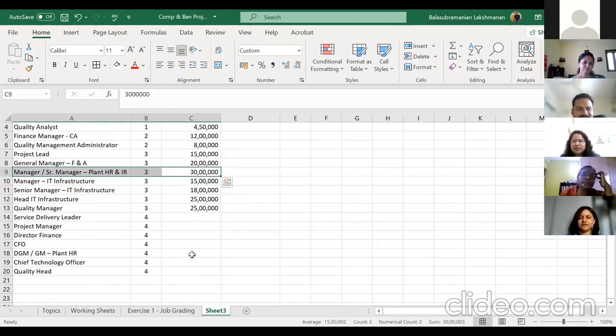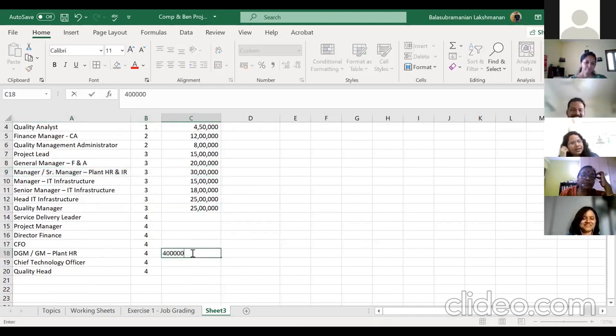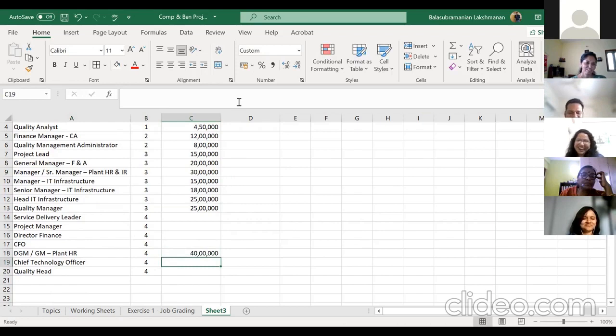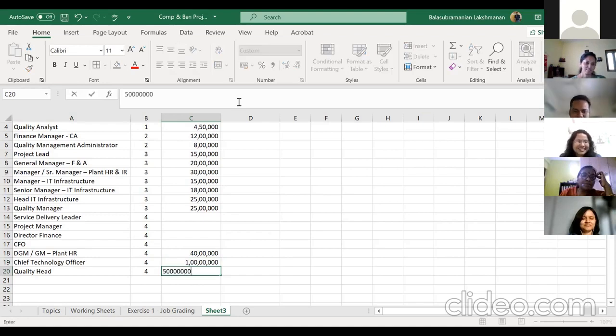It's at least 40. Okay, yeah, 40. So CTO, Bala, you can tell your CTO salary. 1 crore. Yeah, 1 crore it should be. Quality would be between 50 and 60 lakhs.